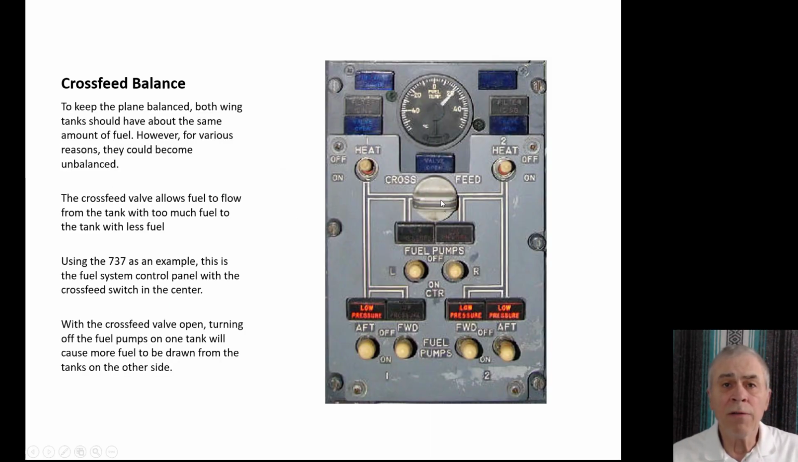Here's what a cross-feed valve looks like on the instrument panel of a 737, with the cross-feed in the center, and they show you where the fuel lines would go. The schematic follows it. So if there's low pressure, you can see where the low pressure signals are. There's low pressure here, here, and here, but apparently not here.